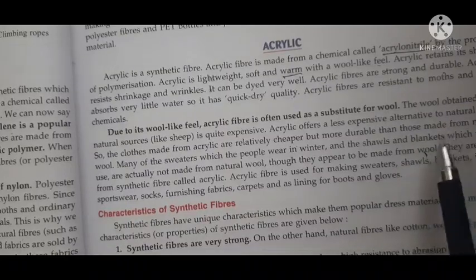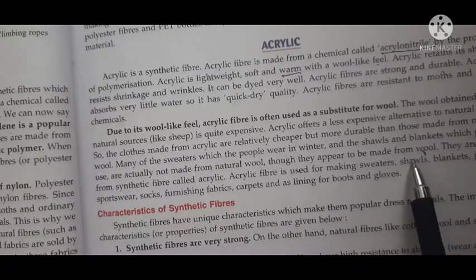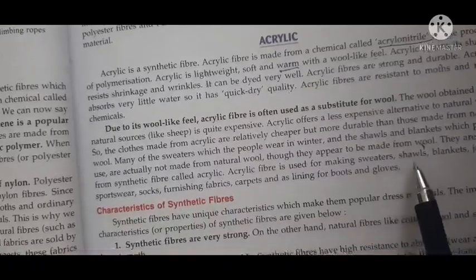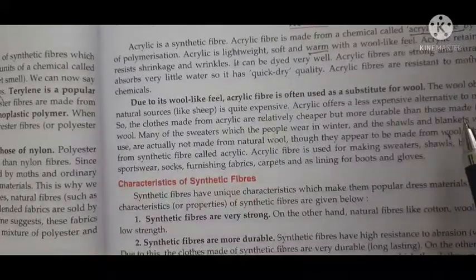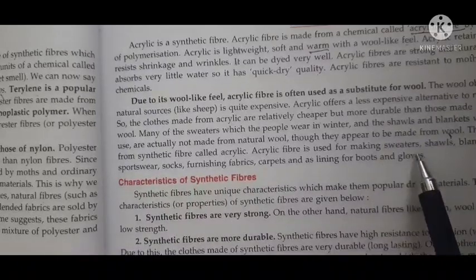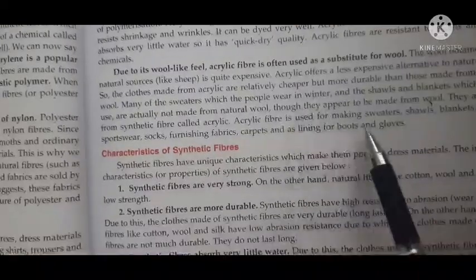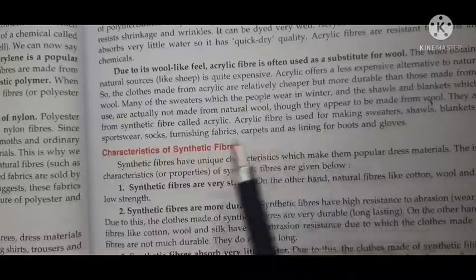Understood? So the clothes made up of acrylic appear to be made from natural wool, but actually they are not. So acrylic is a substitute of natural wool. It is cheaper than natural wool. Natural wool is expensive, everyone cannot afford it, so that is why acrylic is the substitute for it. I hope it's clear. Acrylic fiber is used for making sweaters, shawls, blankets, jackets, etc. I hope it is clear.